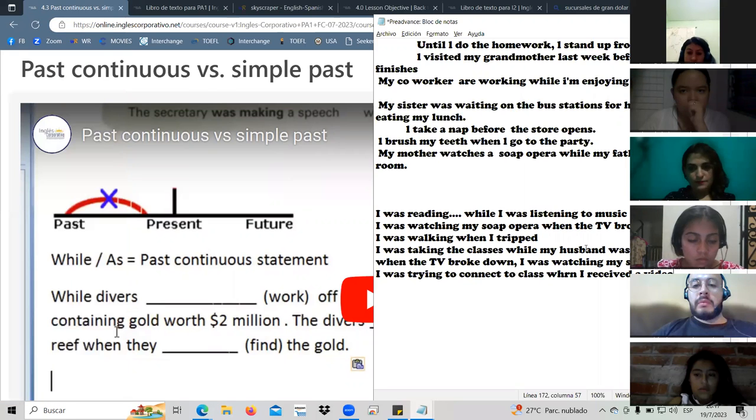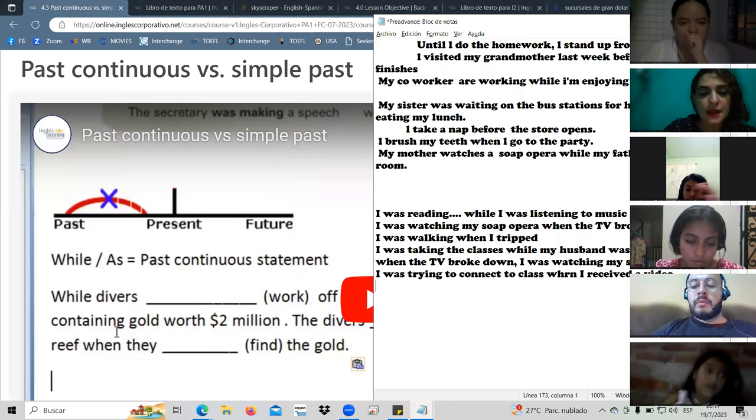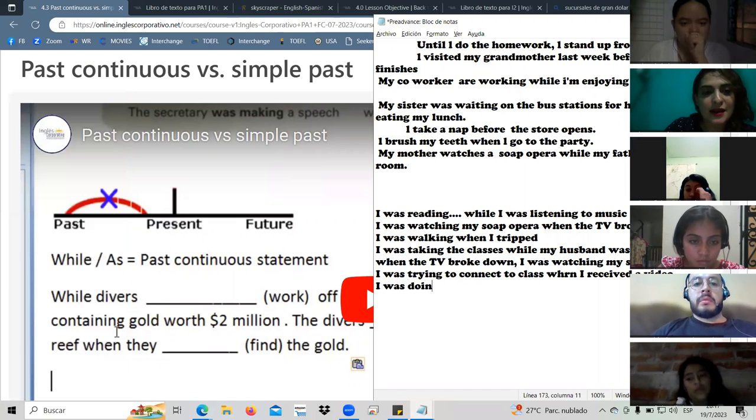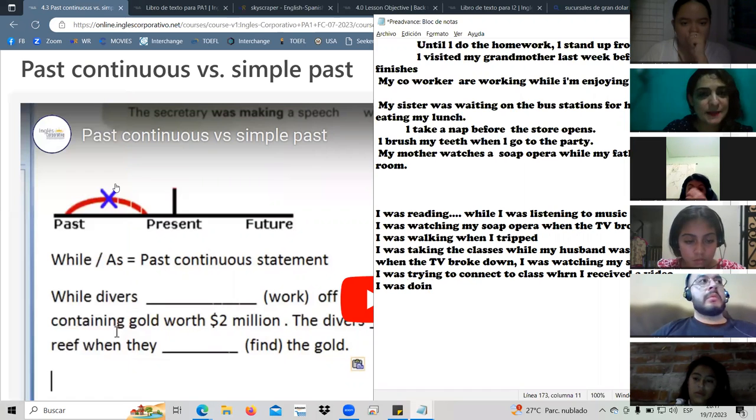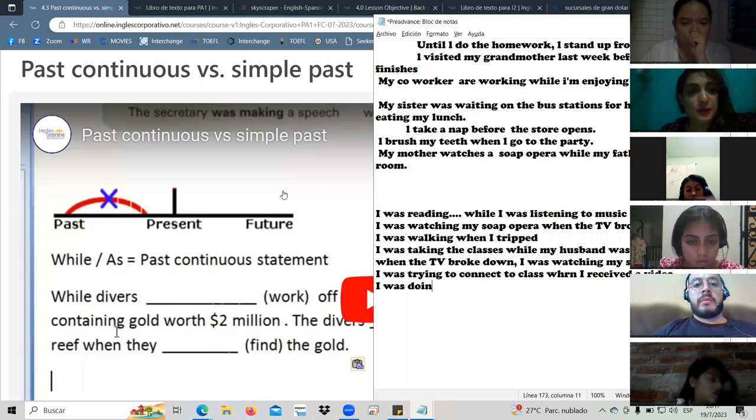I was doing my homework. While. When. I'm sorry. Vaya, terminemos con Gladys y después Marina y Jancy también me levantó la mano, right? After Gladys gives me her example as well. Vamos a hacer el ejemplo de los dos, okay?